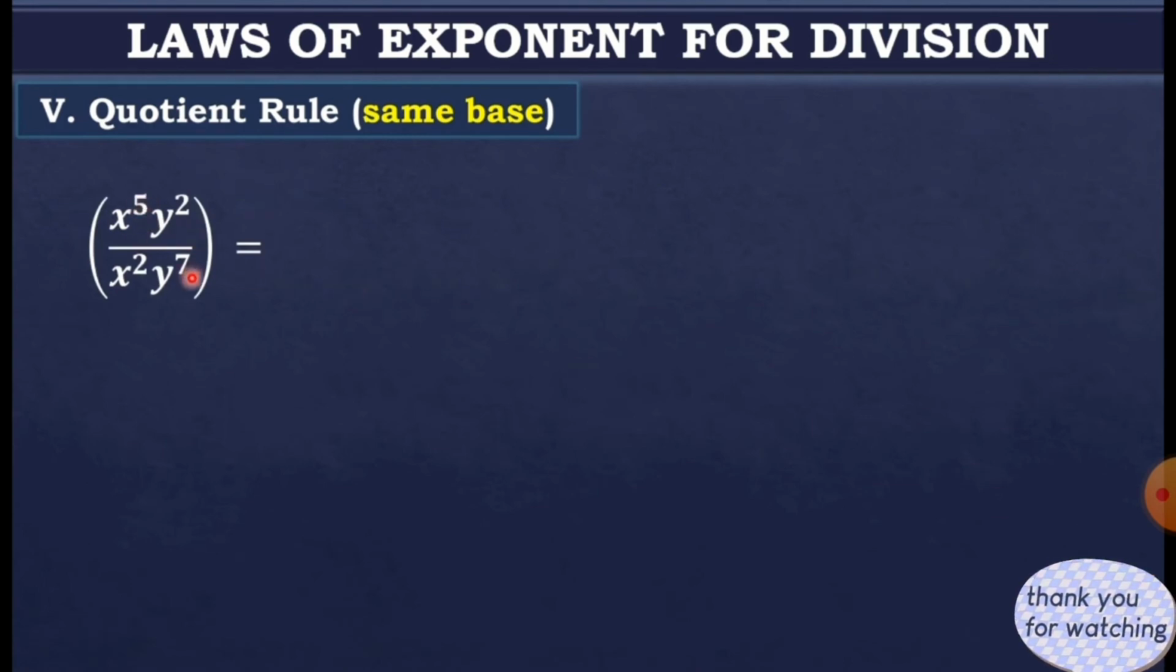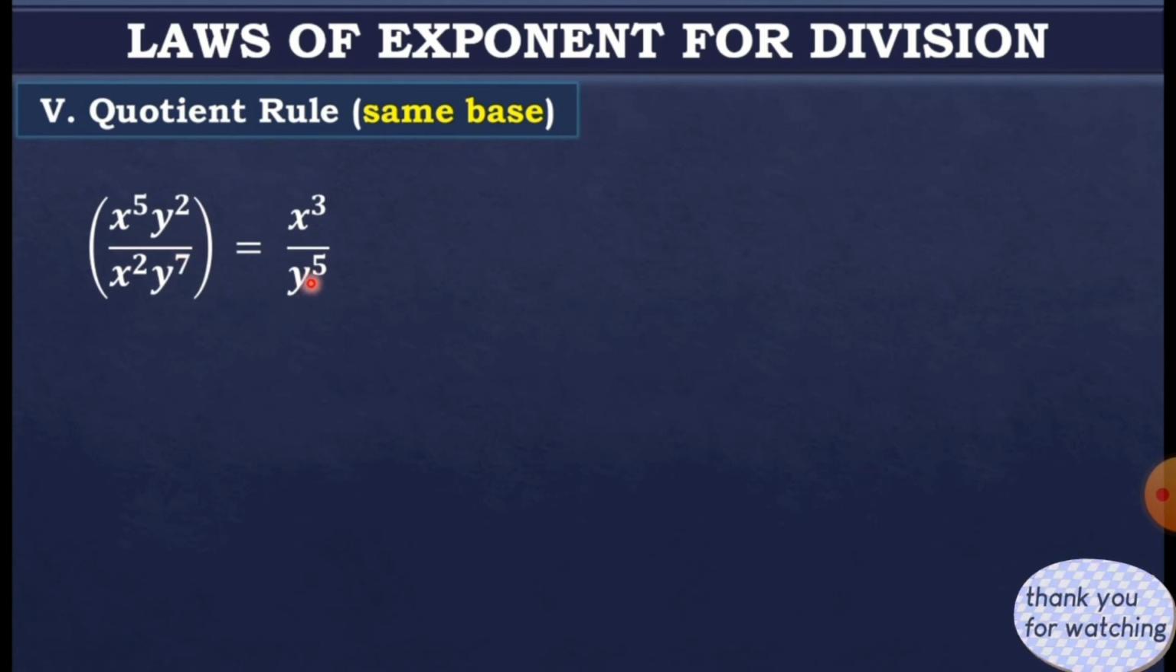So, ang sagot here is x cubed over y to the 5th power. Bakit? It's because first, we have to subtract the exponents of y. 5 minus 2 magiging 3. Bakit nasa numerator ko inilagay si x cubed? Kasi mas malaki si 5 kaysa ni 2. Mas malaki yung exponent ni numerator kaysa ni denominator.